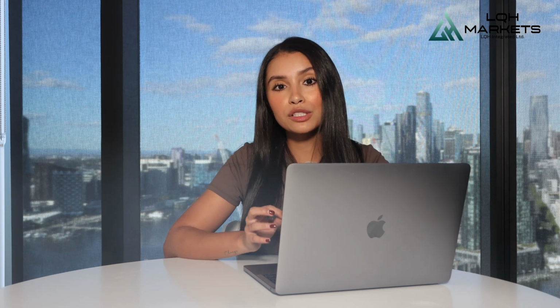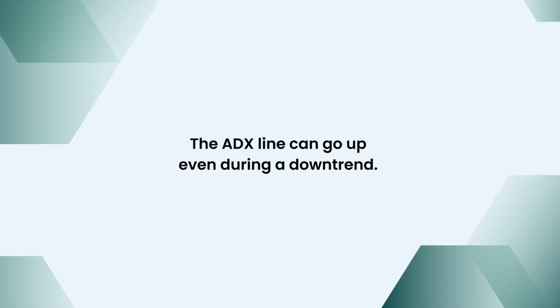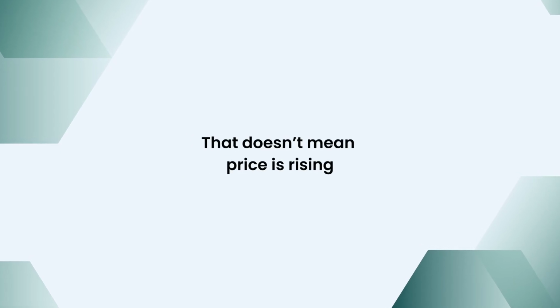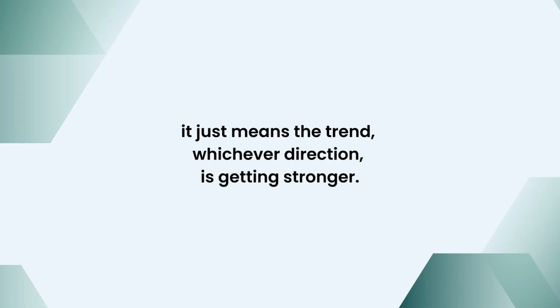Here's something most beginners get wrong. The ADX line can go up even during a downtrend. That doesn't mean price is rising. It just means the trend, whichever direction, is getting stronger.